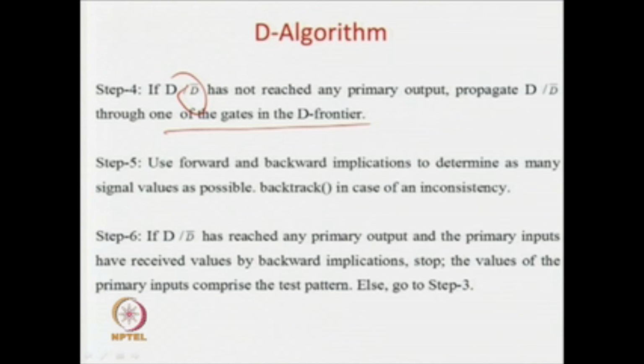Okay. So, now once you have propagated the value of D through one gate, you have to use forward and backward implication to determine as many signal values as possible. That is, you have to go for implication, or you have to justify the gates in your J frontier. At any point, if you get an inconsistency, that is, you require a 0 or a 1 but the signal is the other way around, that is, you want 1 but the signal is already 0 and the other way around, then you have to say that it is not possible to justify the gates in the J frontier, and you have to backtrack and use some other option which is left.